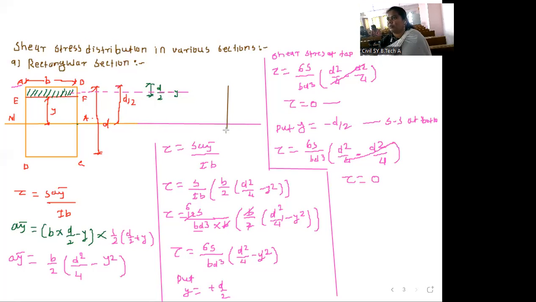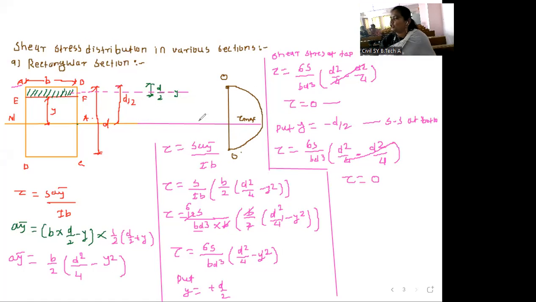So from top to bottom, this is likewise. And here y raised to the power is 2. That's why the shear stress distribution diagram is likewise. So please remember, here shear stress is 0. Here also shear stress is 0. And at the neutral axis shear stress is maximum.